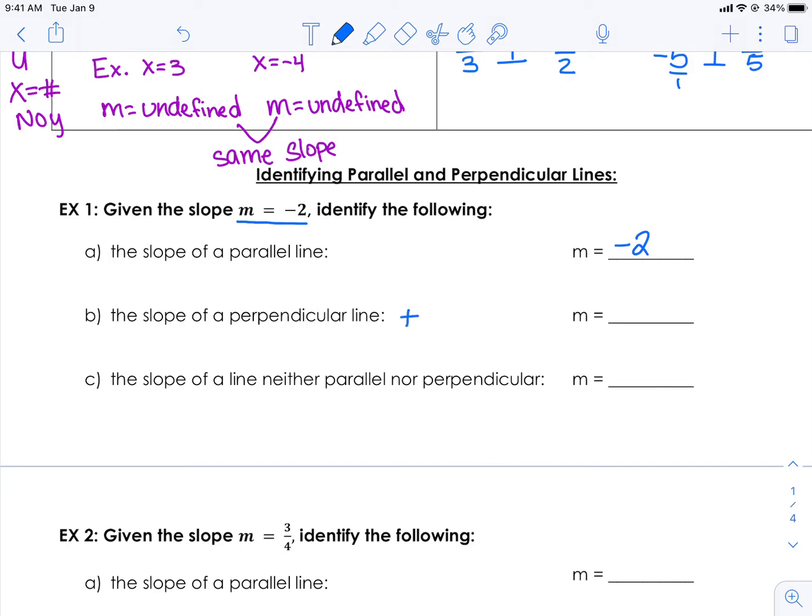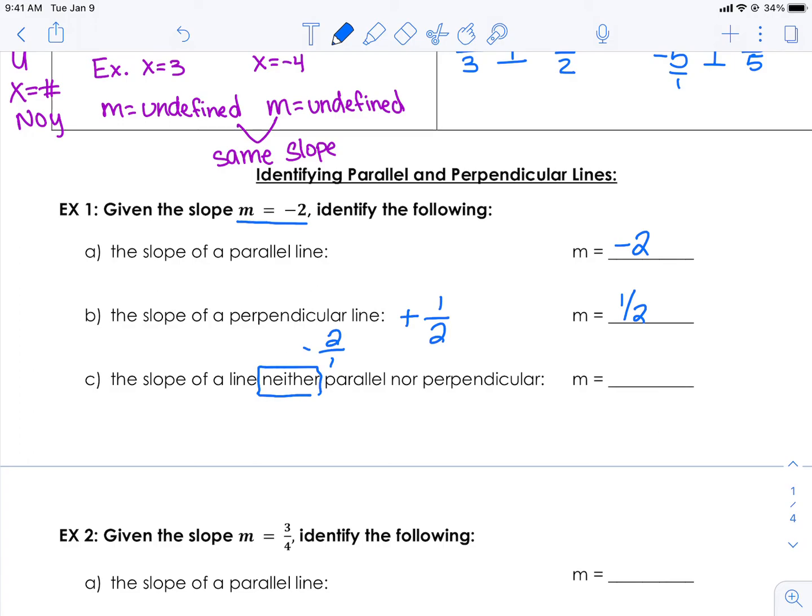And right now it's 2, and remember 2 is over 1. And so when I flip that, it becomes 1/2, and it's positive, so I get a 1/2. Okay, the slope of a line neither parallel or perpendicular. Neither. That means it's not either one of those.